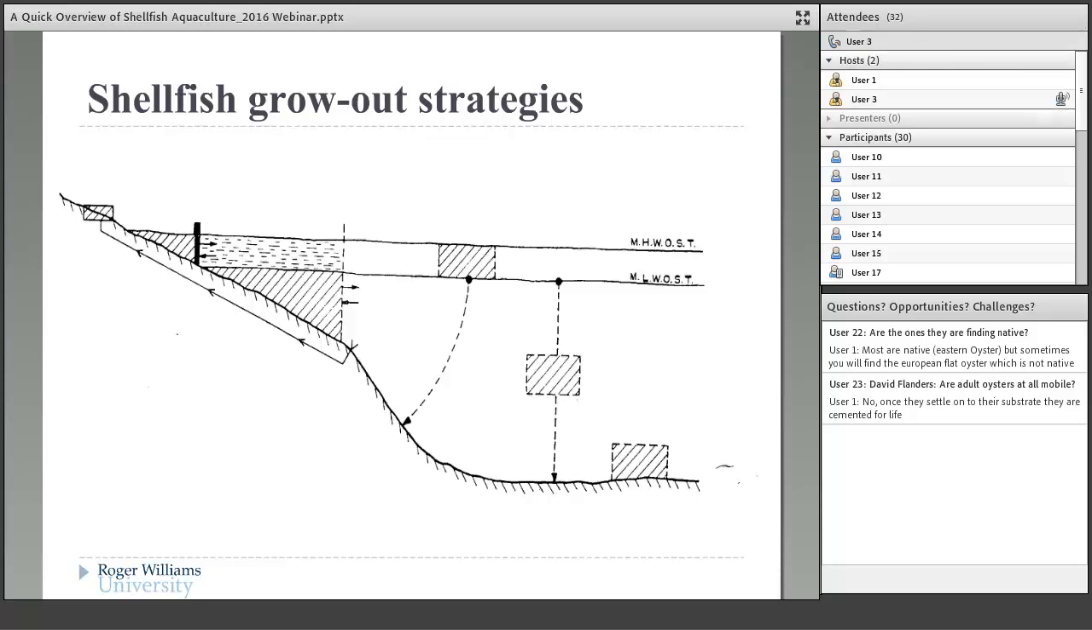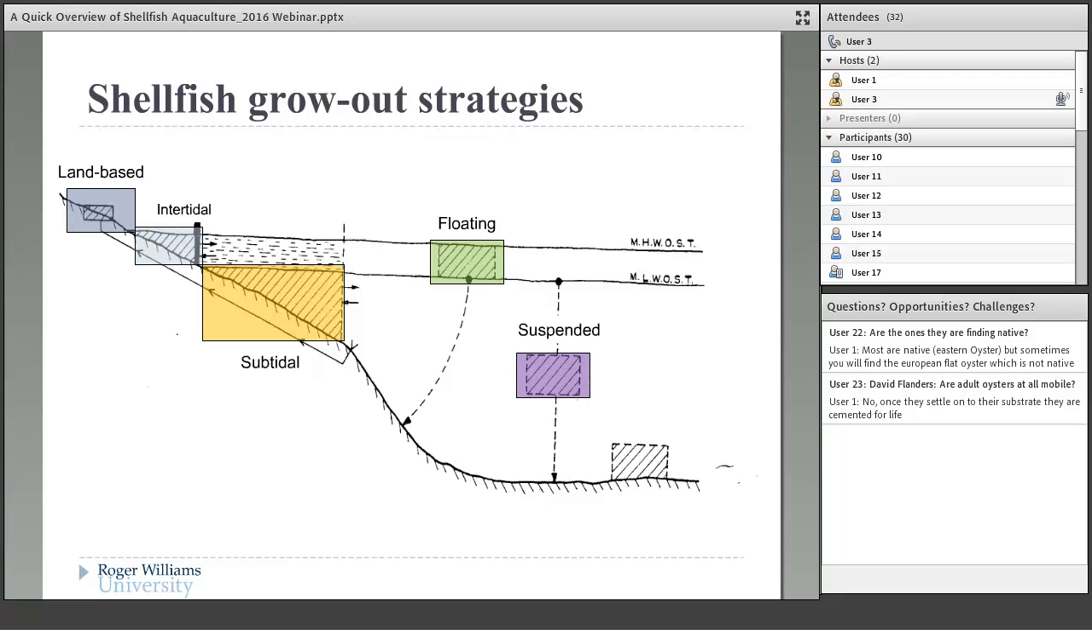In terms of grow-out, there are a number of different locations and strategies that are employed. People can grow oysters in land-based systems. They can grow oysters intertidally, or in the shallow subtidal, or if they get into deeper water, they may use floating gear, suspended gear, and on-bottom gear. I'm going to show you some examples of these different types of grow-out strategies, but first we need to discount two of them.